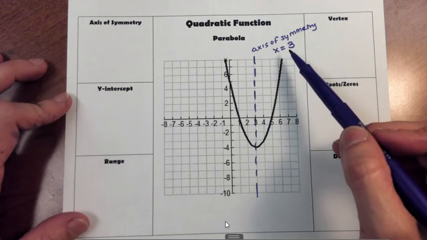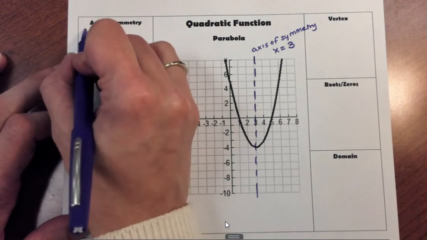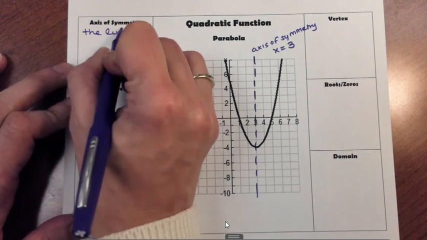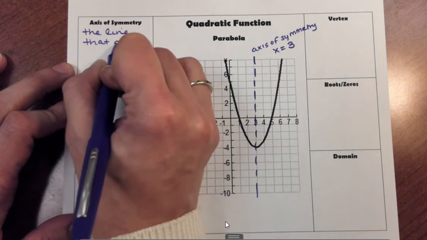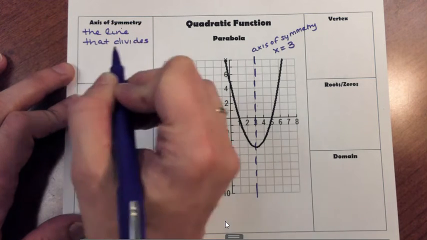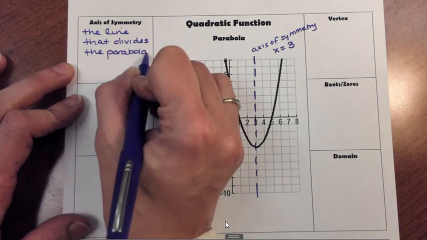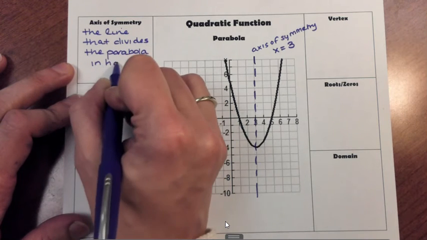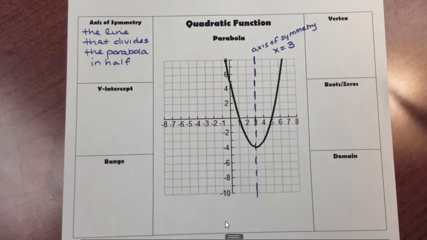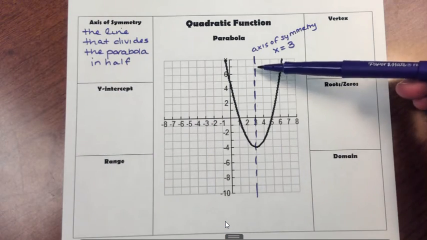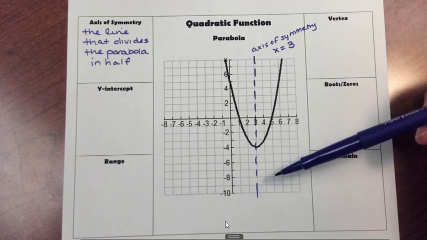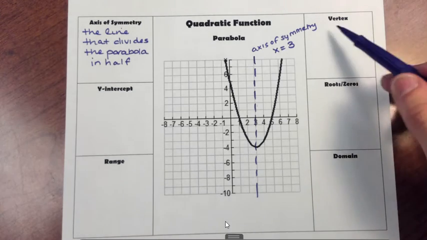And basically, we're saying that the axis of symmetry is the line that divides the parabola in half. Right, because you can imagine if you folded the parabola along this line, it would line up right on top of each other. The next vocabulary word is vertex.